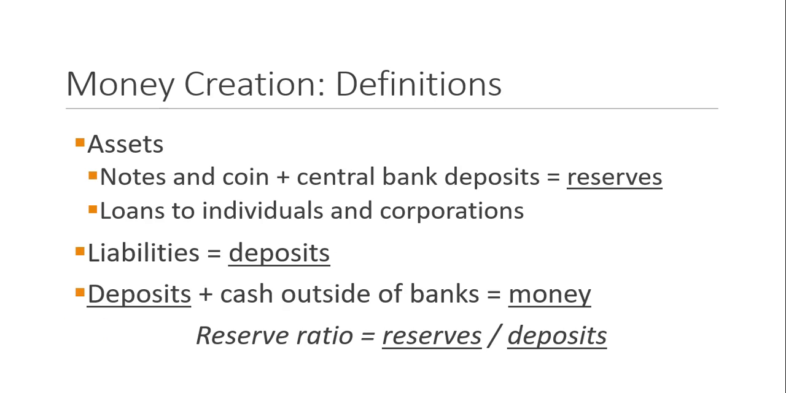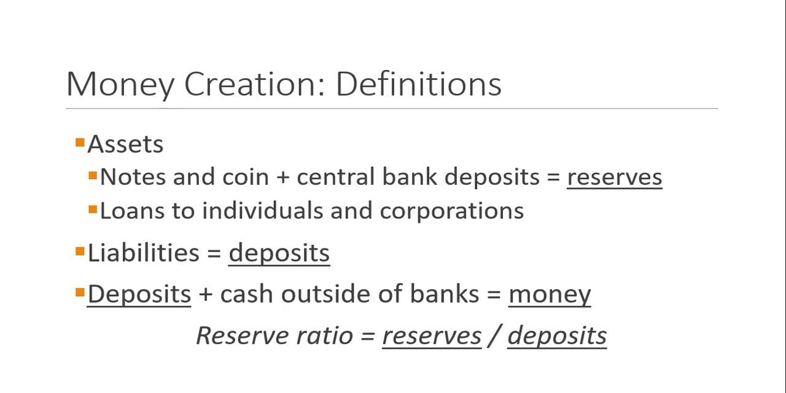Now we're going to look at the concept of money creation. So let's define some terms to begin. For a bank, assets primarily consist of reserves and loans. Reserves are made up of two components: notes and coin, which we would refer to as cash, plus central bank deposits. So when a commercial bank deposits money at the central bank, that's a form of asset, and that combined with cash equals the bank's reserves.